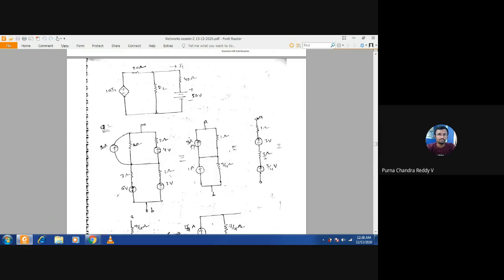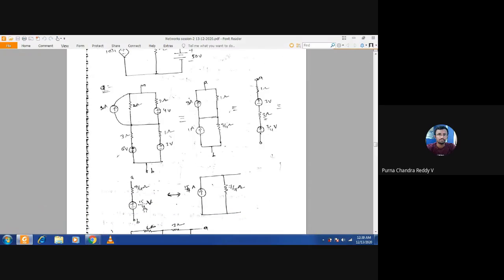So after getting this, now you can transform this current source in parallel with resistance into a voltage source in series with the same resistance. What is the value of the voltage source? 3 into 1, that is 3 volts. Here the value of the voltage source is 3 by 4 into 1, 3 by 4 volts. The resistance here is 1 ohm, here it is 3 by 4 ohm. Now you can combine these two voltage sources. Why? Because these two are in series. Plus minus, here also plus minus, 3 plus 3 by 4, that is 15 by 4. And 1 plus 3 by 4, that is 7 by 4.